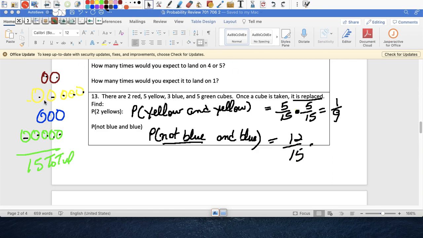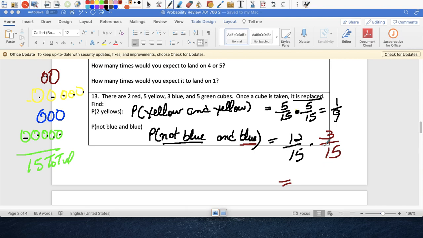And then again, with not blue, let's say we take a red, right? We look at it, and guess what? We put it back. All right, so now we're going to go for a blue. If you look at it, there are 3 blues. Do we still have 15? Yeah, we still have 15. So the total didn't change.